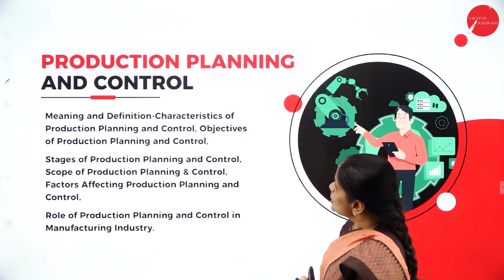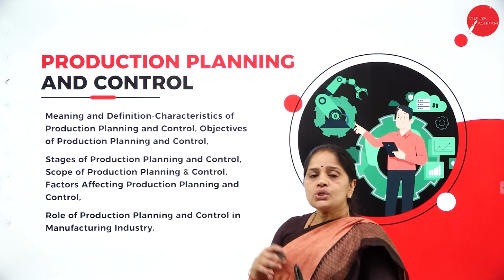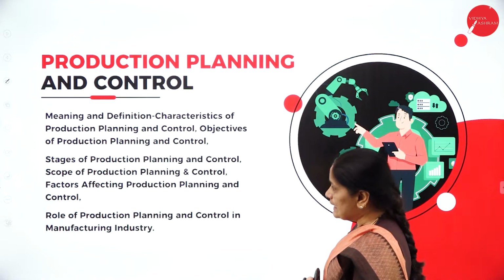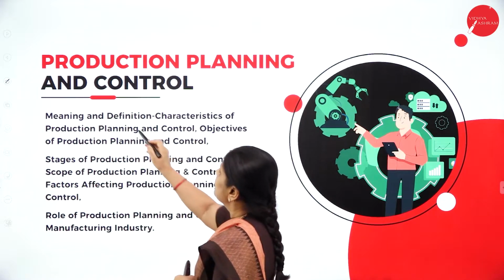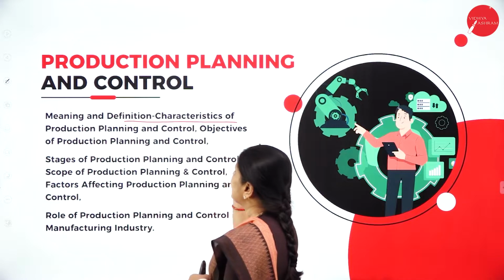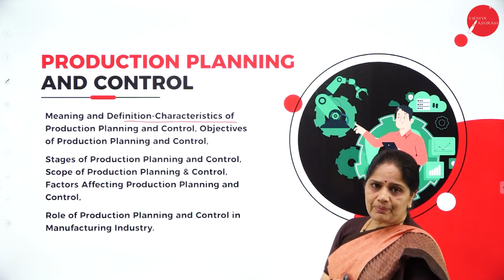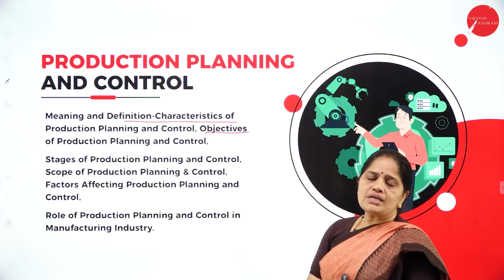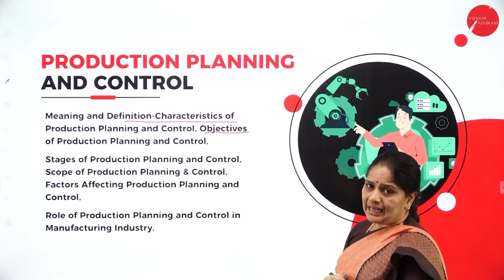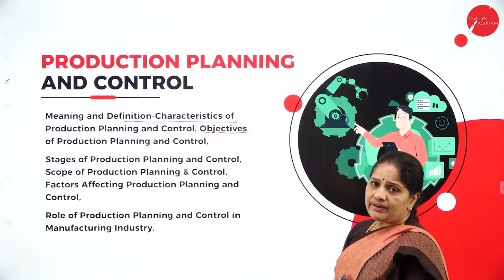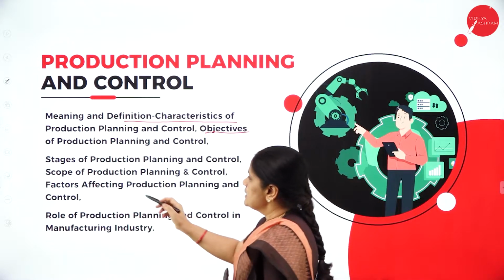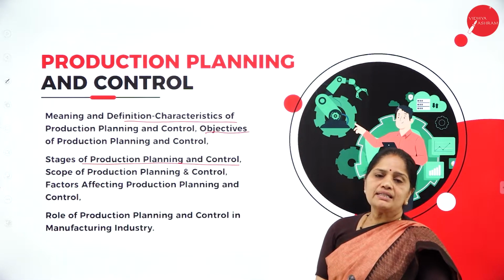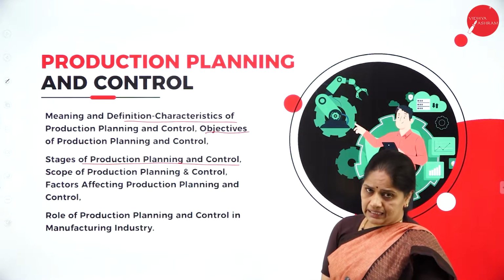Next, production planning and control. In the third unit, we will have a discussion on production planning and control. First, we will learn the meaning, definition and features of production planning and control, and what the objectives are. What is the objective of having production planning and what is the objective of having the control? Then next is the stages of production planning and control. What are the various stages of production planning and control?